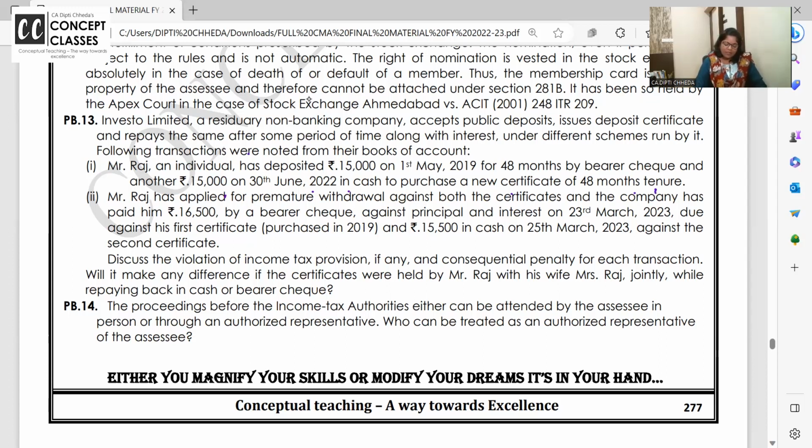समझ में आ रहा है? So this is a non-banking company who accepts deposits and issues certificates and all. NBFCs is not covered by nationalized bank, cooperative bank, post office.